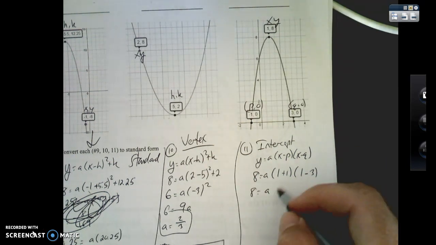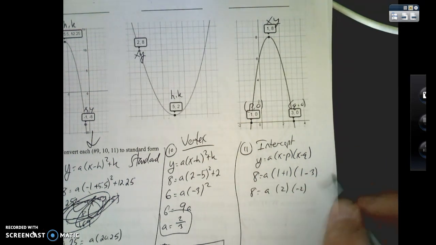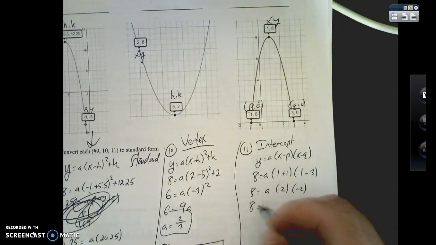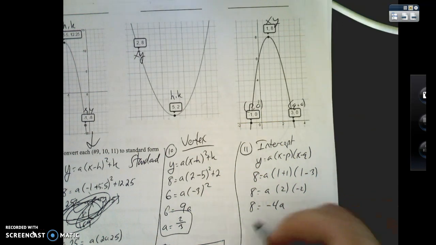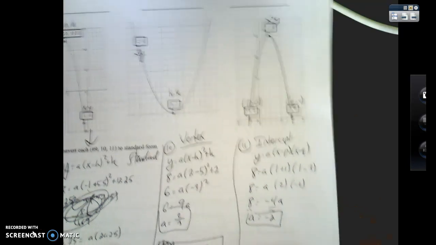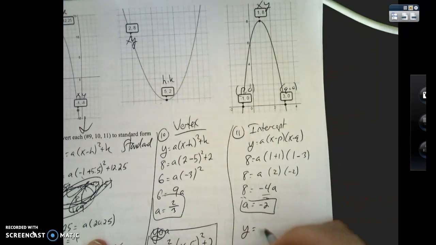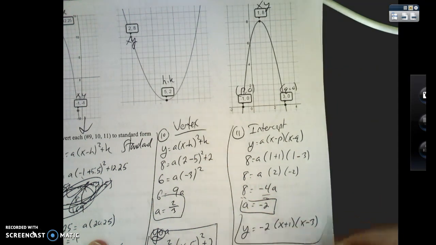8 equals A times 2 times negative 2. You are multiplying these, okay? So 8 equals negative 4A. A equals, if I divide both sides by negative 4, I get negative 2. So if I plug that back in, y equals negative 2 times (x plus 1) times (x minus 3).